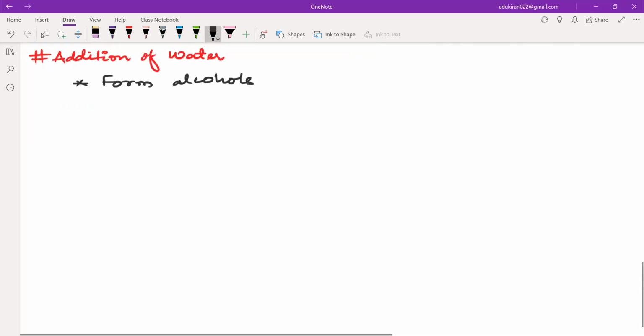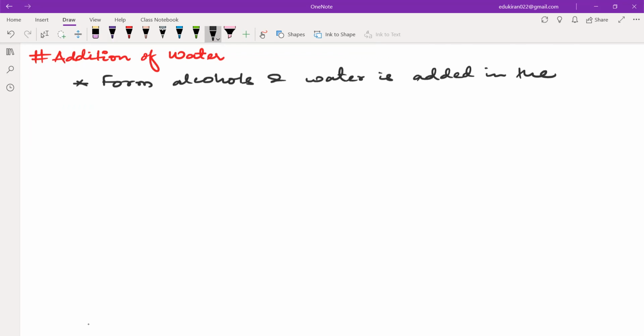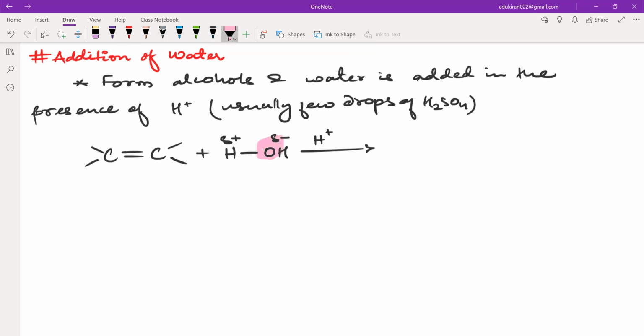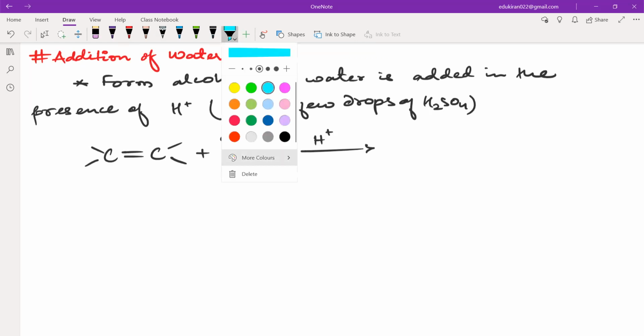And water is added in the presence of H plus, that is acid. Usually it is a few drops of H2SO4. Here we have carbon doubly bonded with another carbon. There are other groups attached and we have to add hydrogen and OH. This is water, right? Yes or no? This is water. So I hope all of you can see there is a delta positive part and a delta negative part, correct? Yes or no? So this is also an unsymmetrical reagent, right?